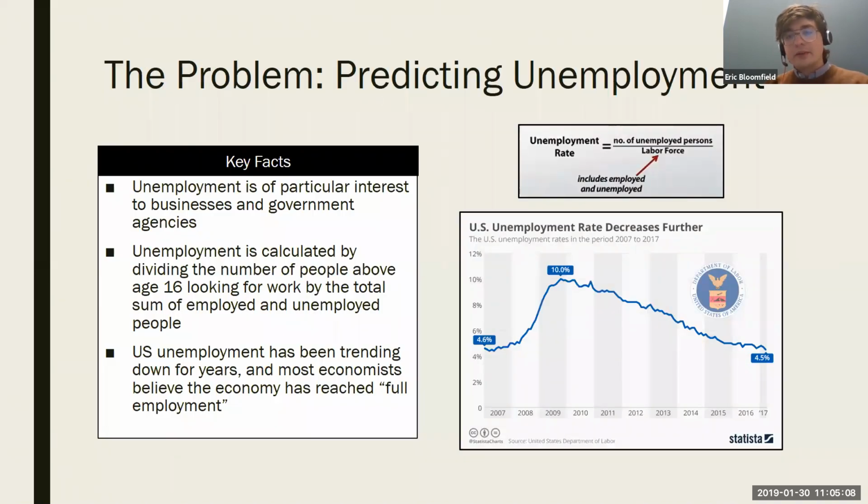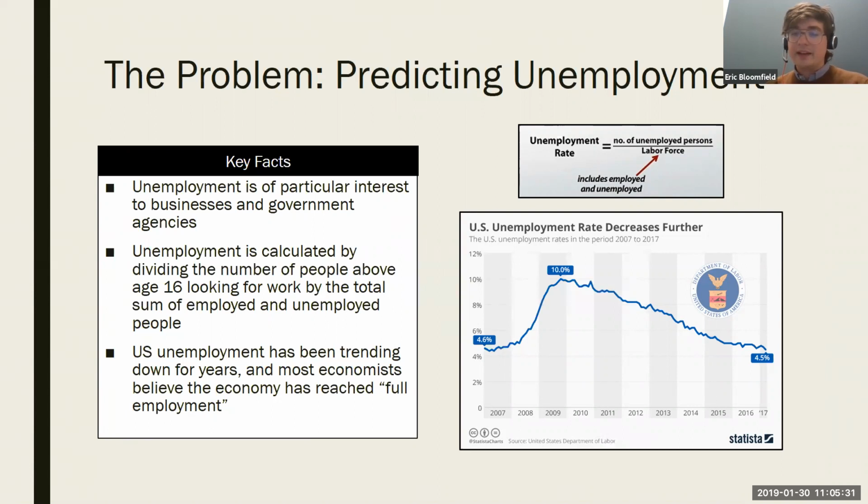So the problem I chose to focus on was predicting unemployment rates. Unemployment is of particular interest to businesses and government agencies, and is calculated by dividing the number of people above age 16 who are looking for work by the total sum of employed and unemployed people. People who are not actively looking for work are not included in this calculation. They would be considered not in the labor force.